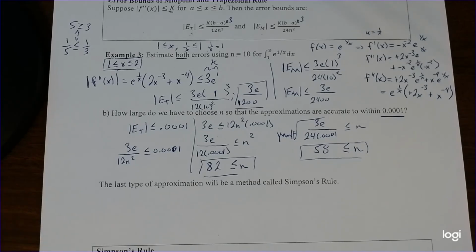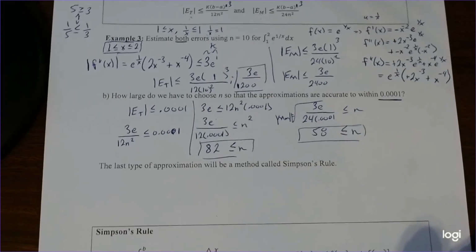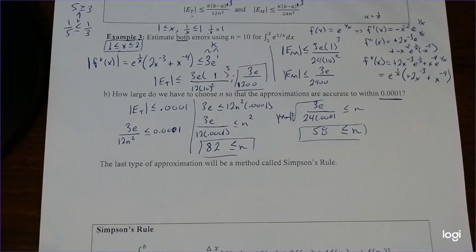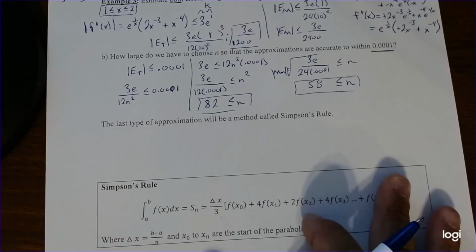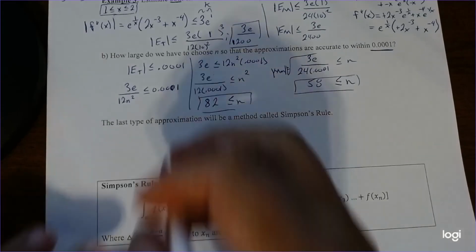All right, so the last type of approximation we're dealing with is something pretty interesting. It's something you may not have seen. It's called Simpson's rule, and it's a far more interesting one.